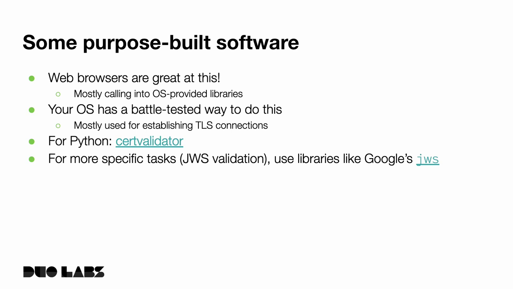If you do want to do this, there's some purpose-built software that's great for it. The best example is your web browser. It's making TLS connections all day. Your web browser is fantastic at validating certificate chains, because that's one of its primary jobs. Your OS also has a battle-tested way to do this. I'm sure it'll provide some sort of API for establishing TLS connections. If you are using Python, there's a certvalidator library that's a much larger project for validating certificate chains. But really, if you're implementing something where certificate chains need validation, it's probably in the context of something more specific like JWS. So you might want to use a purpose-built library rather than trying to hand-roll this.